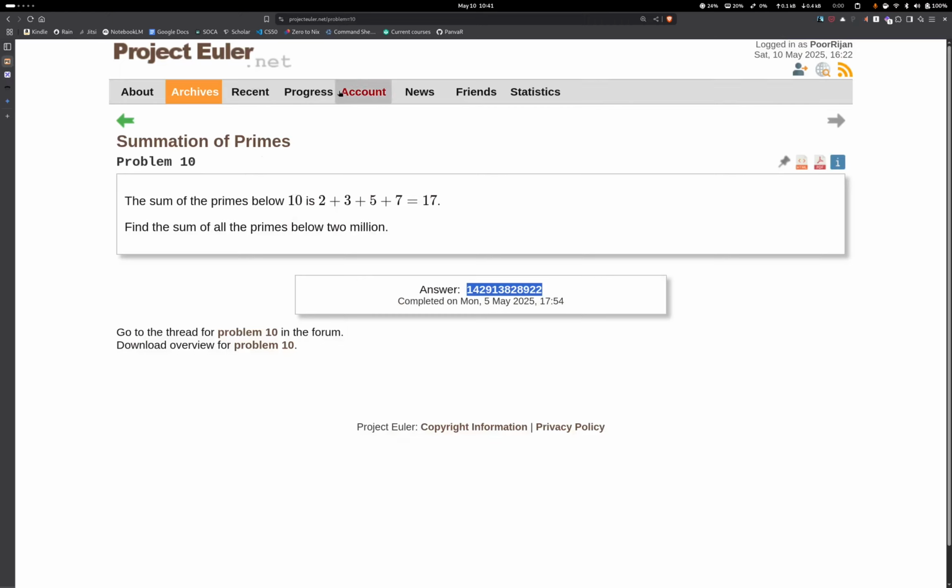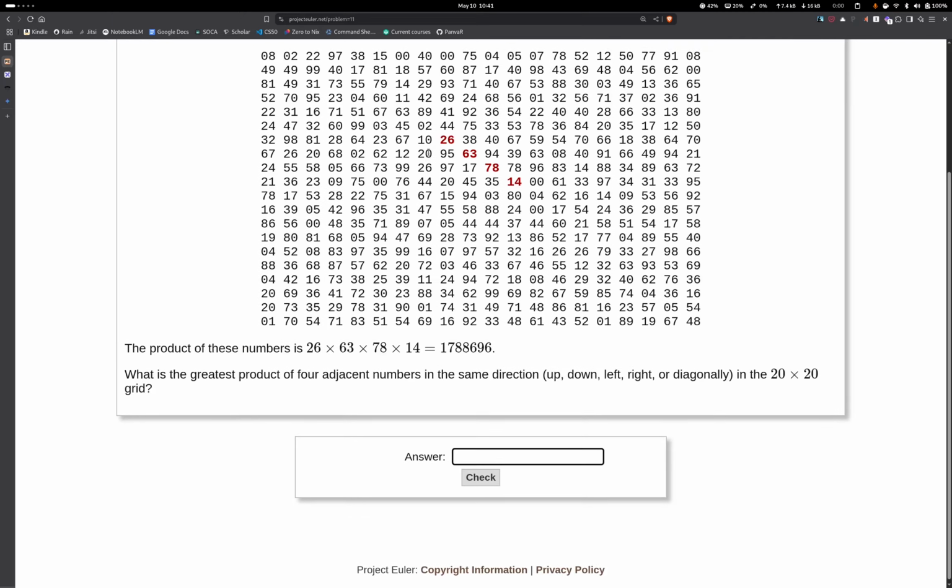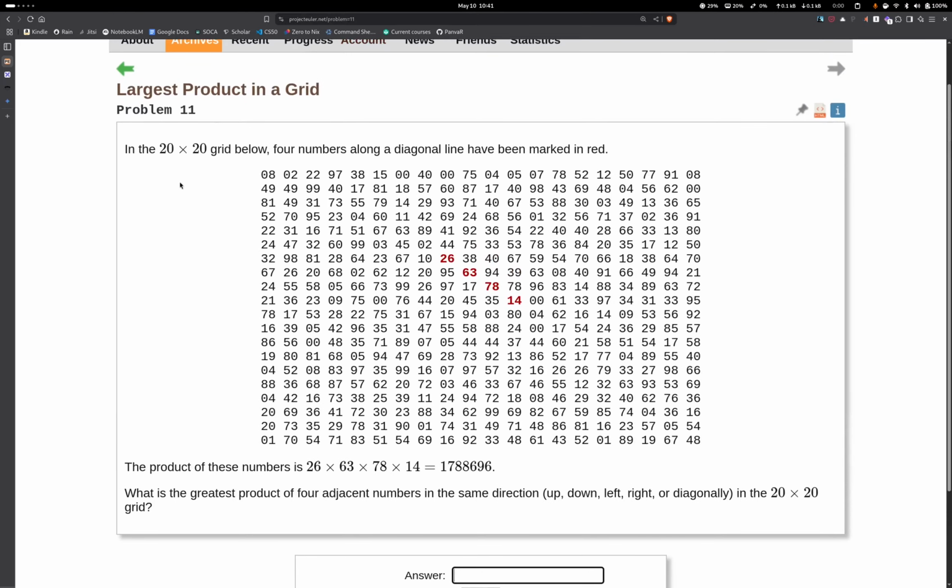All right, so fantastic. And let's look at problem 10. All right, I haven't done problem 10. In the 20 by 20 grid below, 4 numbers along a diagonal line have been marked in red. The product of these numbers is 26 times 63 times 78 times 14 equals 1,788,696. What is the greatest product of 4 adjacent numbers in the same direction, up, down, left, right, or diagonally in the 20 by 20 grid?